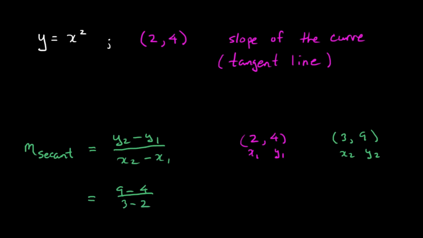So the slope of our secant looks like it's going to be 5 over 1, of course, 5. So we'll just box that, and we're far from done. So let's have a look at Desmos and see how close that secant line is coming to matching the slope of our tangent line.